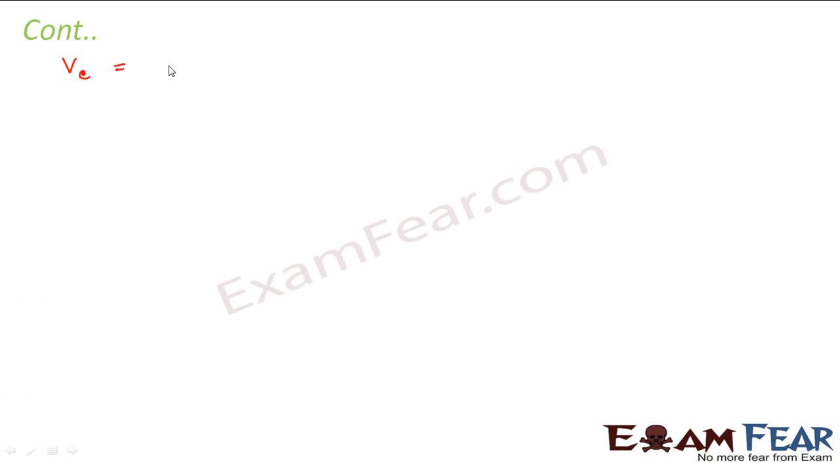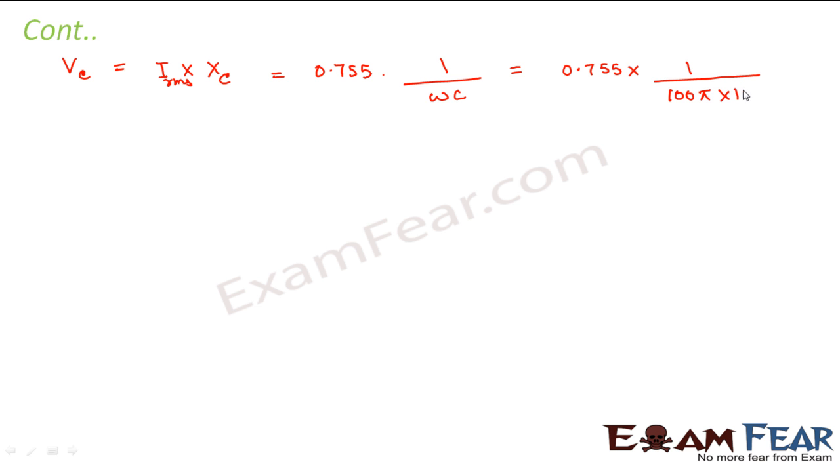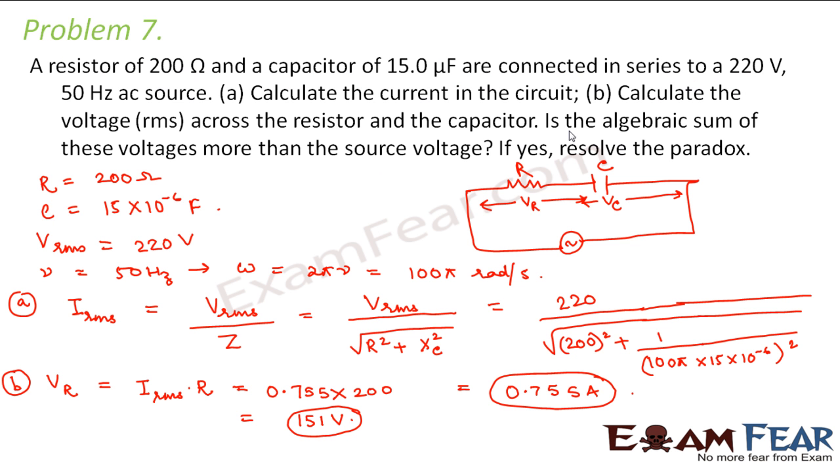Now let us calculate the voltage across the capacitor. So voltage across the capacitor would be equal to I into XC. So I here again will be Irms, that is equal to 0.755 into XC, which is 1 divided by omega C. So this is equal to 0.755 into 1 divided by 100 pi into 15 into 10 to the power minus 6. So this comes out to be 160.3 volts. So we calculated the voltage across resistor and capacitor.